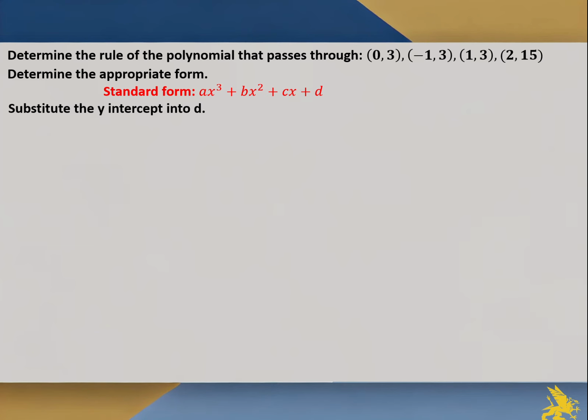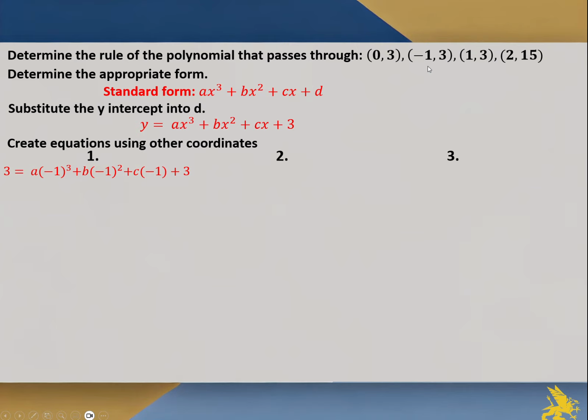That straight away tells me that I can use the first point, (0, 3), and just say d is 3. The next part is you need to create equations for all the other points. I've just written 1, 2, and 3. I'm going to substitute -1 and 3 into the first equation. In the second equation, I'll substitute 1 and 3. The third equation is substituting 2 and 15. So I've substituted everything in. Now it's just about simplifying.